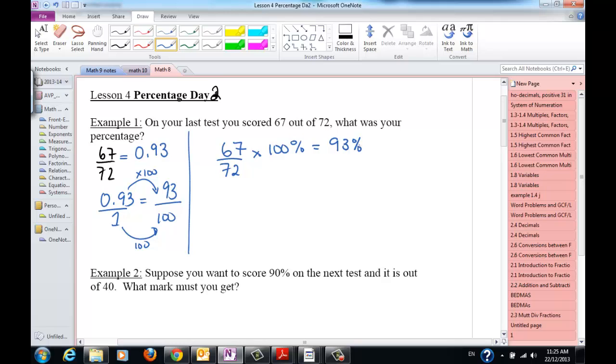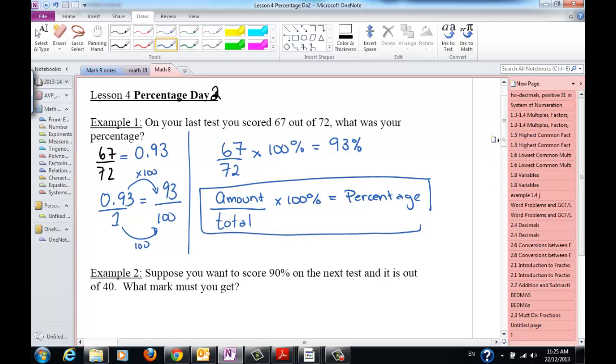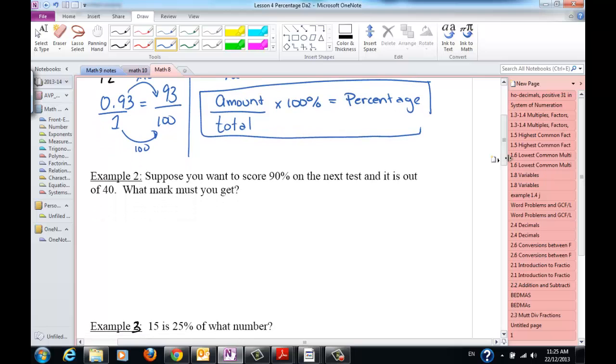This is a very similar format, I've just set it up a little bit differently. The reason I've set this up is because for the next questions, we're going to have a bit of a formula to go with. What I want you to notice is that I have set up on the top the number that I get, so the amount, divided by the total, multiplied by 100%, gets me my percentage. We're going to use this for today's questions. I'll keep that up there.